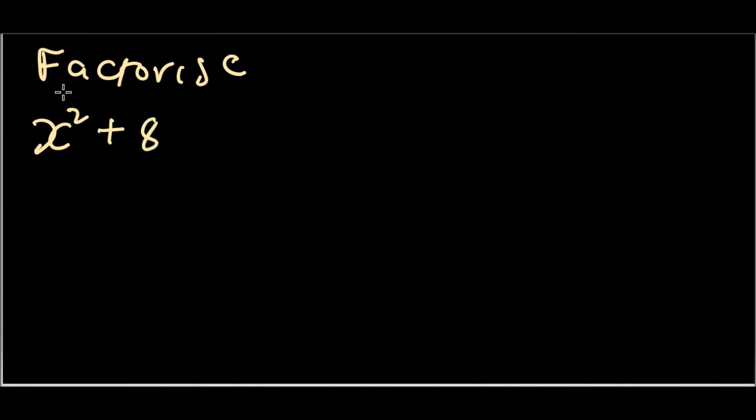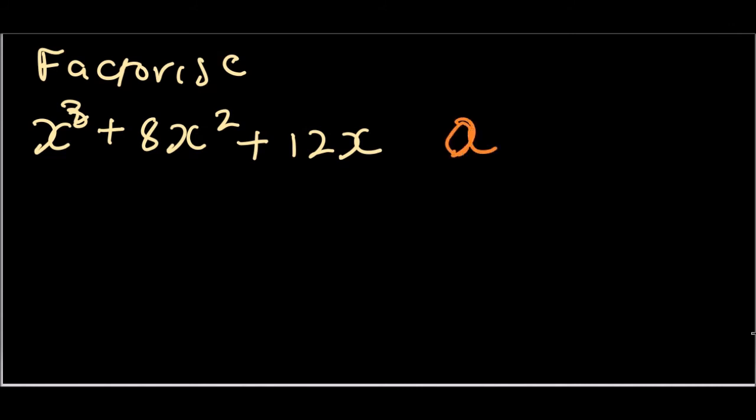So let us factorize this. We have x cubed plus 8x squared plus 12x. So that is the expression that we want to factorize. You note here it is x cubed, so it is not a quadratic expression. In a quadratic expression, the highest index should always be 2, that is ax squared plus bx plus c.